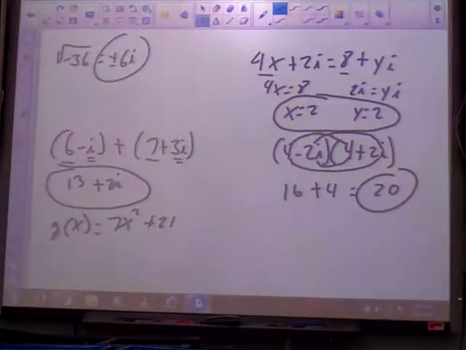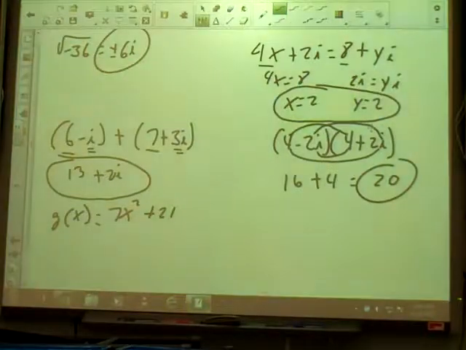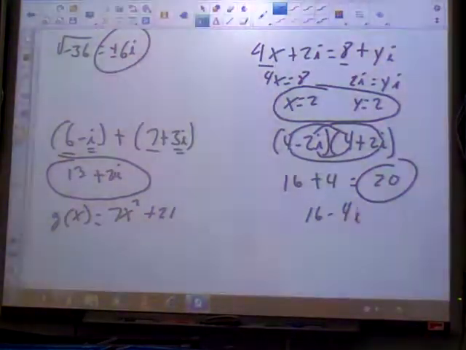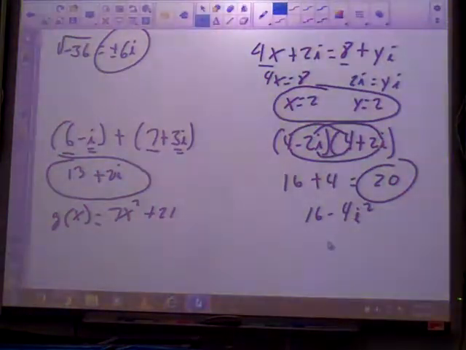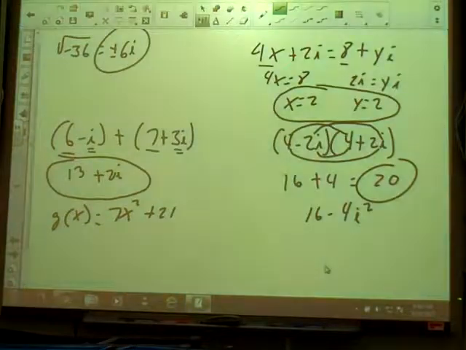Okay, on the last one, I got 16 minus 4i. Well, because i times i makes i squared. So it was 16 minus 4, but it was i squared. And i squared is negative 1. Then you plug the negative 1 in for i squared. That's so weird. Like, math rules are just so weird.